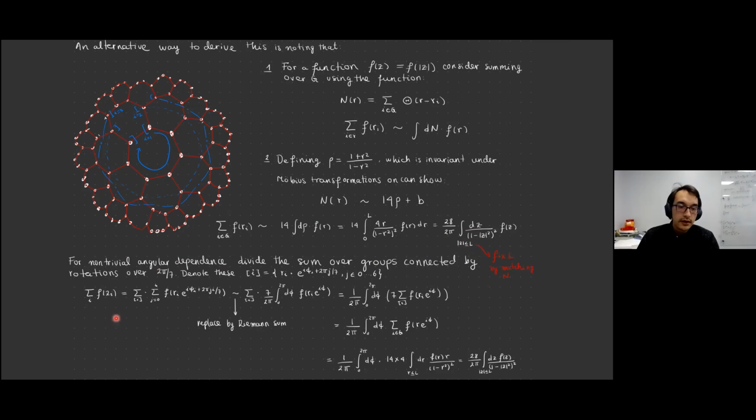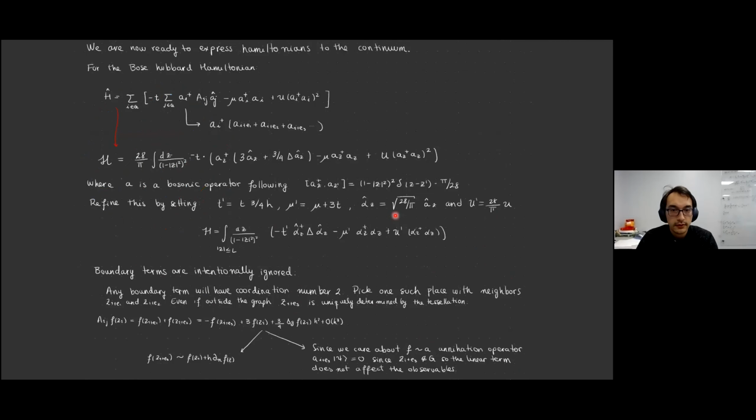And then if you have a function that doesn't have that trivial dependence on the angle, what you essentially do is replace the sum over the different sides by the Riemann integral, and you recover that same expression for the sum equals the integral.